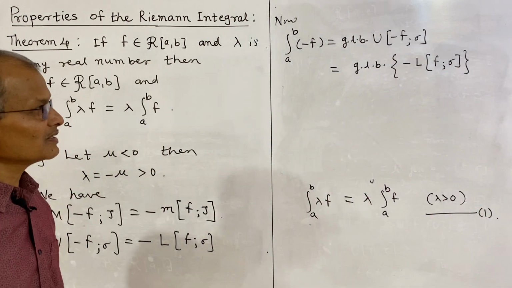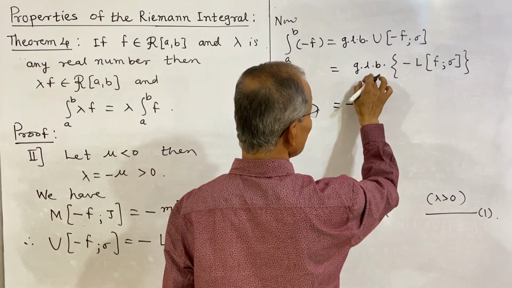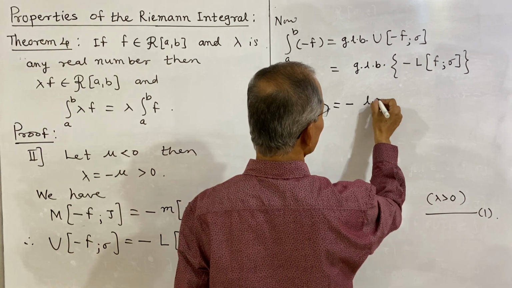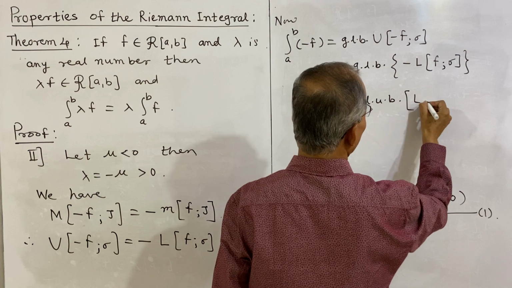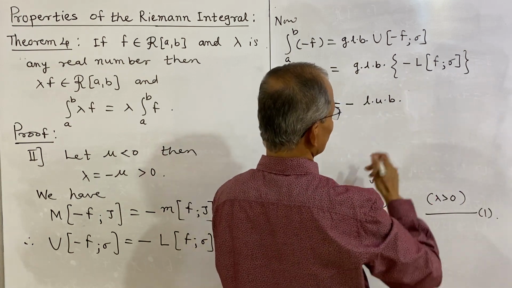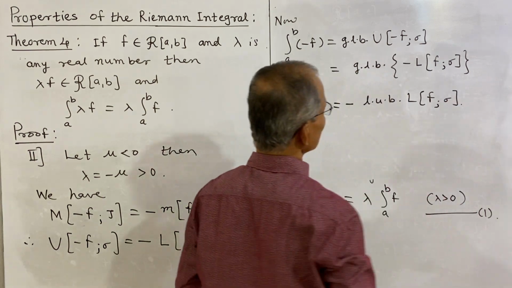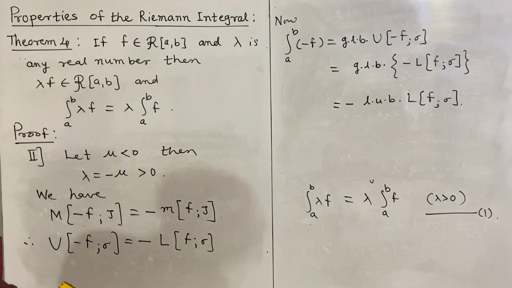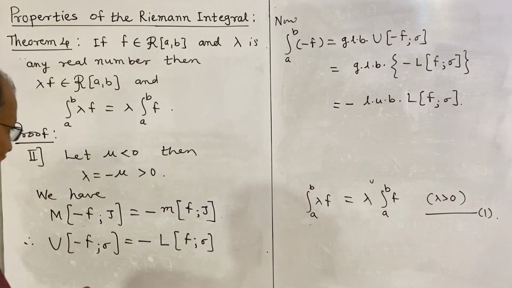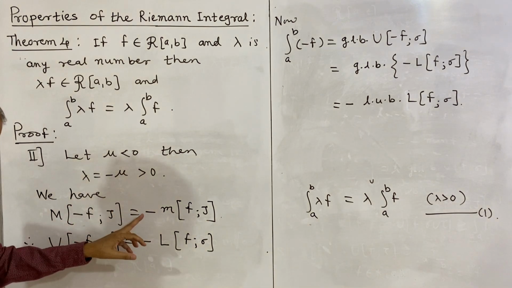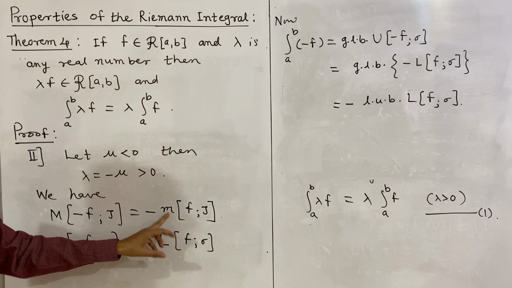Now when we take this negative sign outside, the GLB becomes LUB, so we get minus the LUB of the lower sum of f on sigma. This is the same as earlier. When we take the negative sign outside, the GLB becomes LUB, and the maximum value becomes the minimum value.